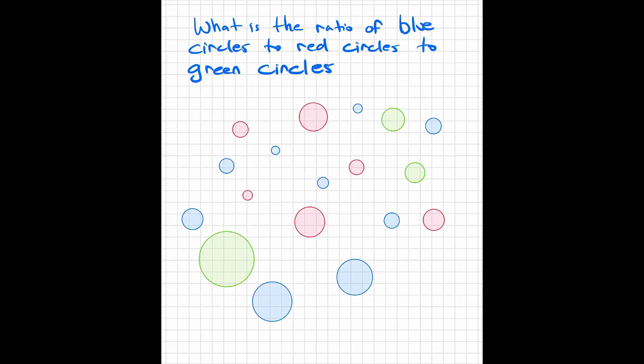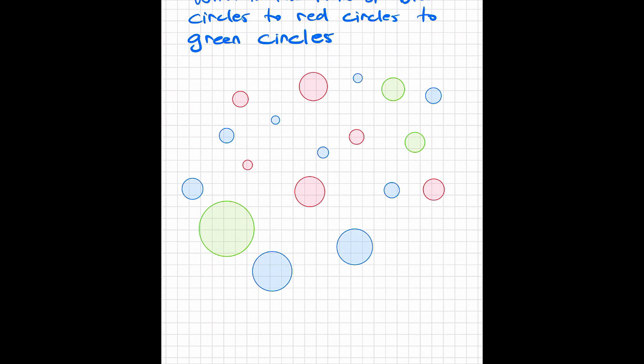Okay, so moving along, I've got a bunch of circles of different colors and sizes. Okay, so what is the question asking us to do? We want to figure out a ratio of blue to red to green circles. So the size doesn't matter, it's essentially the color. So I'm just going to make a little chart right here, and so I got blue, and I've got red, and I've got green. So let's start off with the blue.